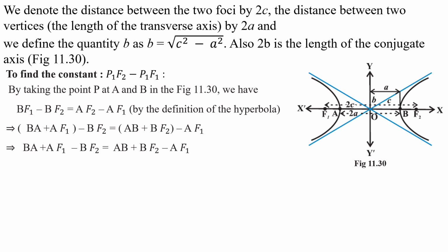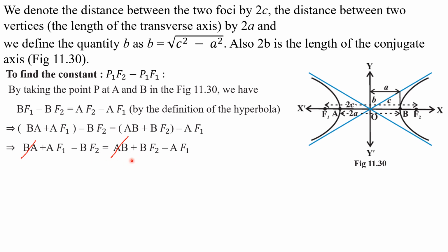Here on both sides, AB gets cancelled. Yes or no, my children? Understood this point, my children? AB on both sides will get cancelled. Then what are the terms left here? AF1 minus BF2 is equal to BF2 minus AF1.